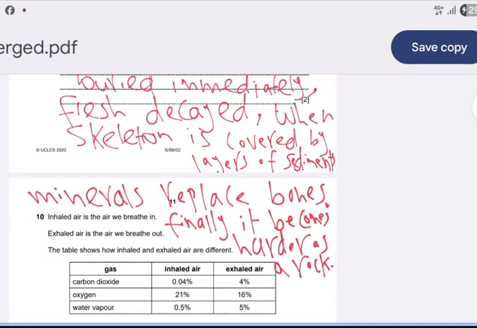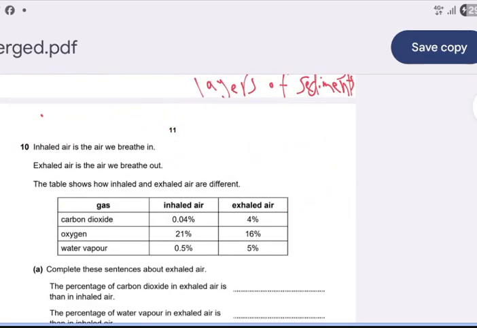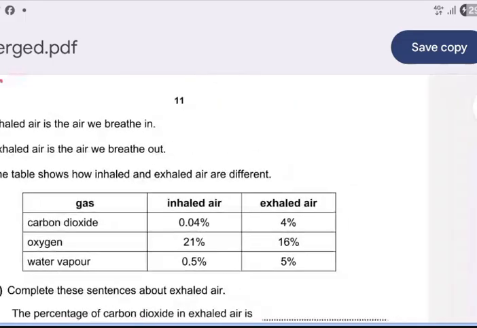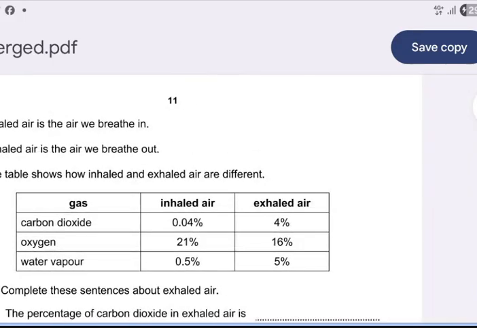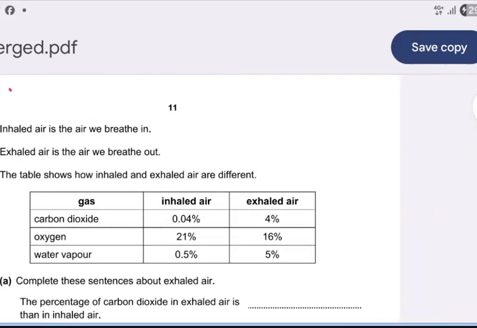Okay. So now we are going to discuss what? This is about fossils. Now we are going to discuss biology. So the next page is about biology, question number 10. Biology, it means it's about our organs.